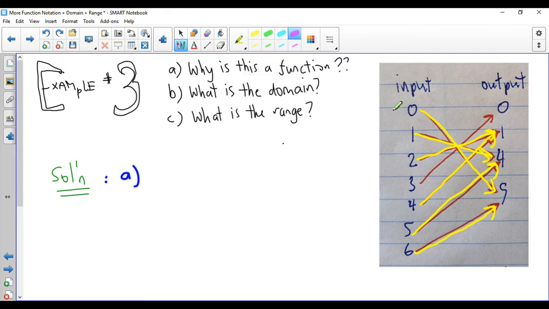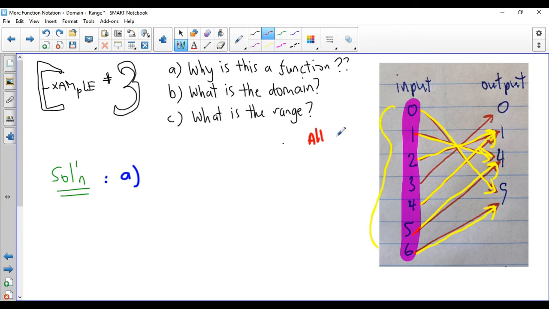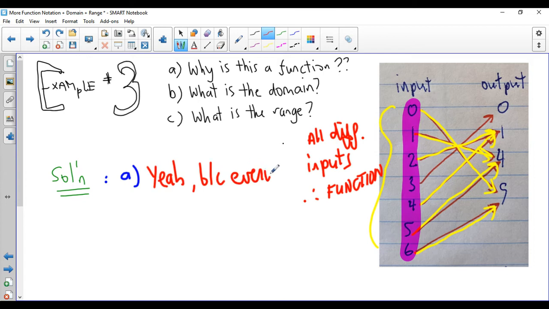So again, if you look here, all of these inputs, these are all different inputs, right? So that means that, yeah, it's going to be a function. All right. So is it a function? Yeah, it's a function, because every input has exactly one output. All right.